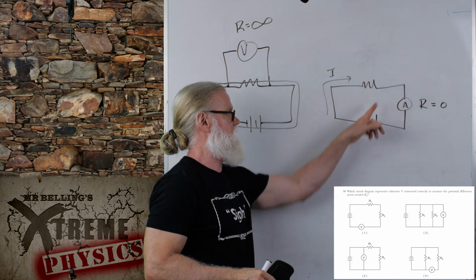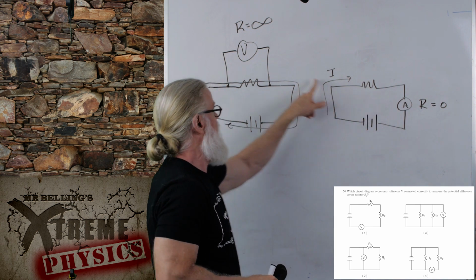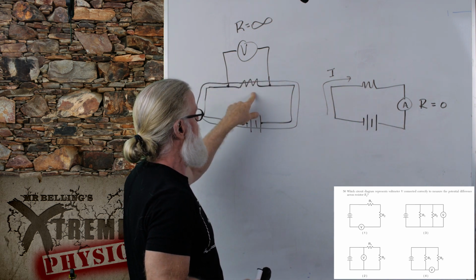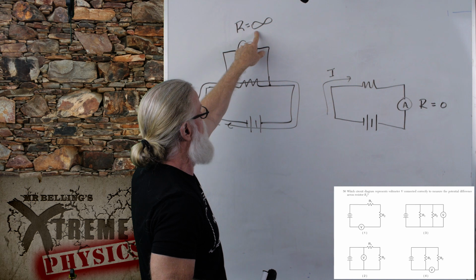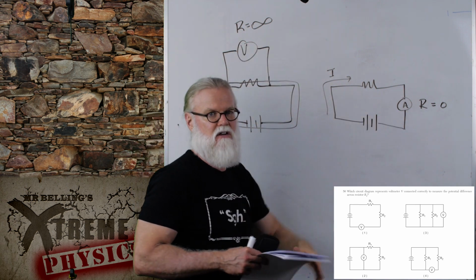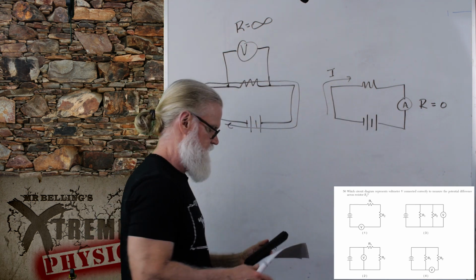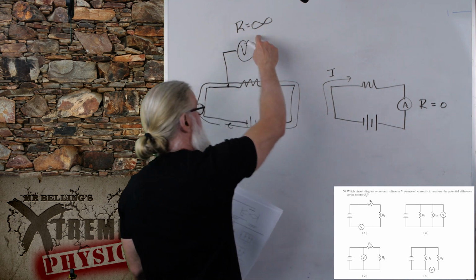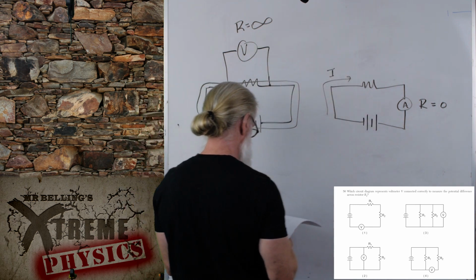We connect an ammeter in series with the thing we're interested in, and a voltmeter in parallel. And the resistance of a voltmeter is infinity, and the resistance of an ammeter is 0, an ideal one. In reality, it's just very large and very small.